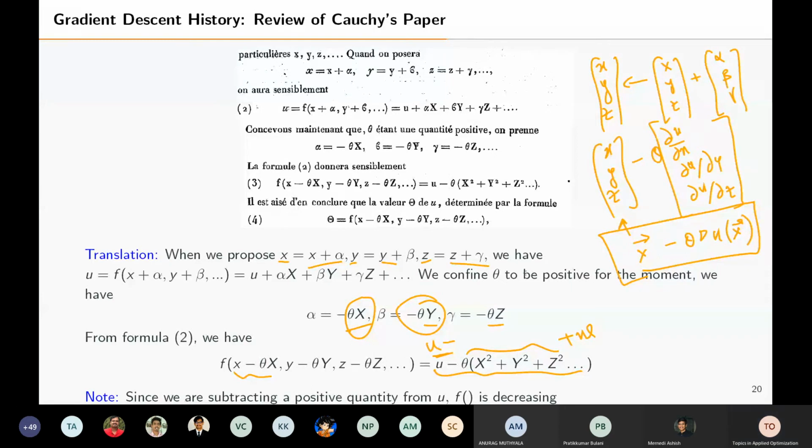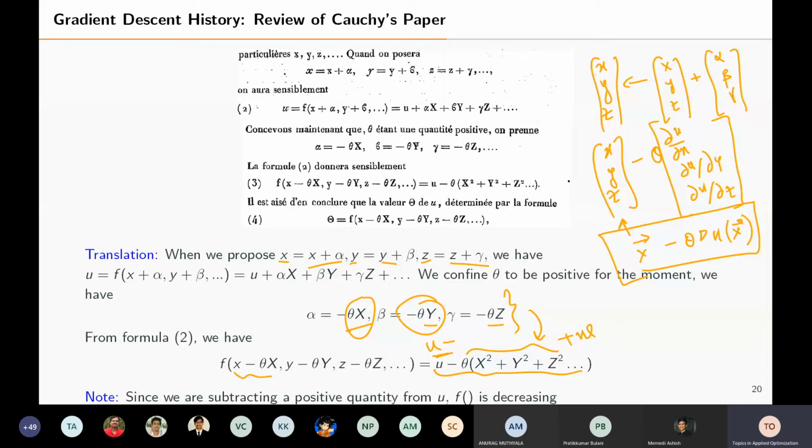gradient. So in some sense, you can say that there is an implicit proof of that argument that going in the direction of the negative gradient will decrease the function value. Okay, and it will decrease by this much, theta times x square plus y square plus z square. Okay, so this was the historical context of how the gradient descent method came into the picture.